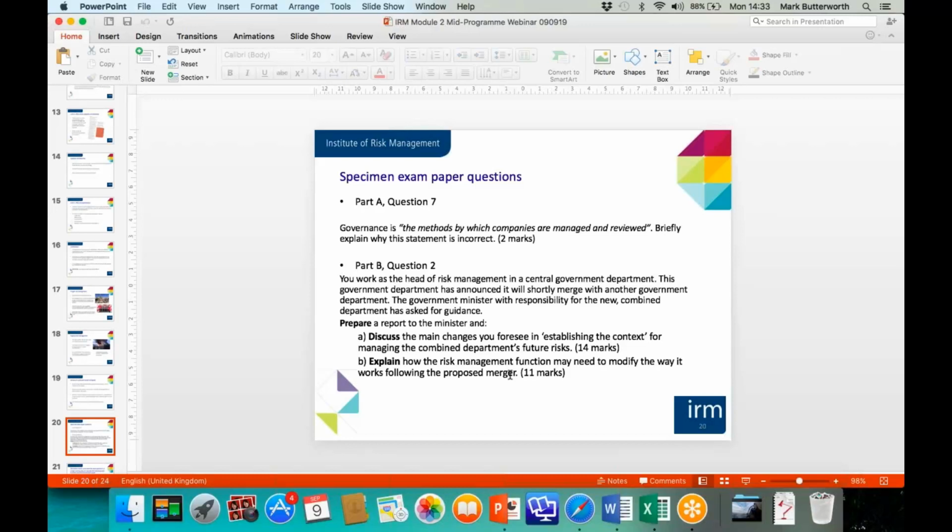Again, if you look at the question and try to answer it in your own mind right now: discuss the main changes you foresee in establishing the context for managing the combined department's future risk. Are you really familiar with that from your reading so far, if you've reached that point? Should you be going back over it and thinking in a slightly different way? Explain how the risk management function may need to modify the way it works. Again, it requires some narrative, written work to answer those questions.